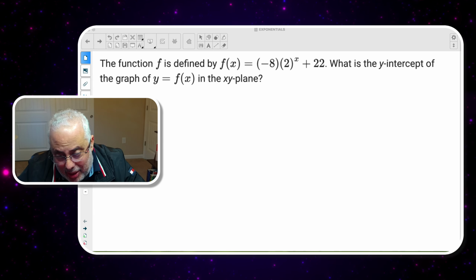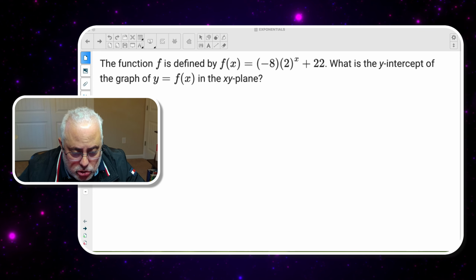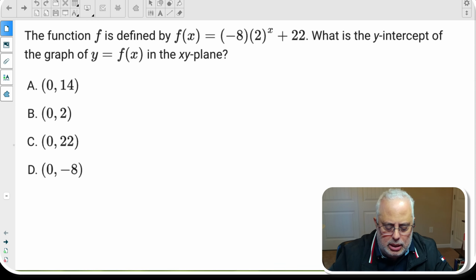Let's start with the mathematics perspective. The function f is defined as f of x equals -8 times 2 to the x plus 22. What is the y-intercept of the graph? This is a very straightforward question that if you know what the y-intercept is, you have the answer immediately. So I don't see why they classified this question as a hard question.